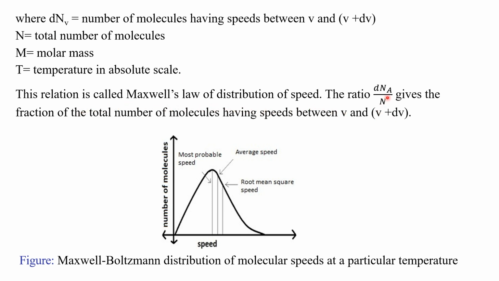The ratio dNv by N gives the fraction of the total number of molecules having speed between v and v plus dv. So we have N number of particles, and among them we want the fraction having speed between v and v plus dv. If we plot number of molecules versus speed, we get this kind of plot.